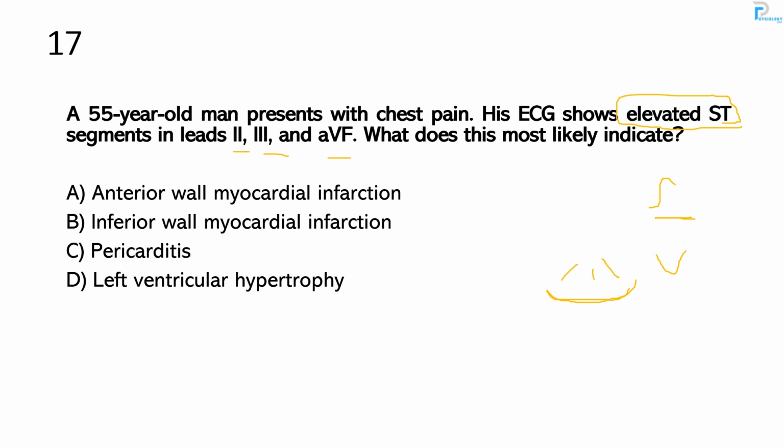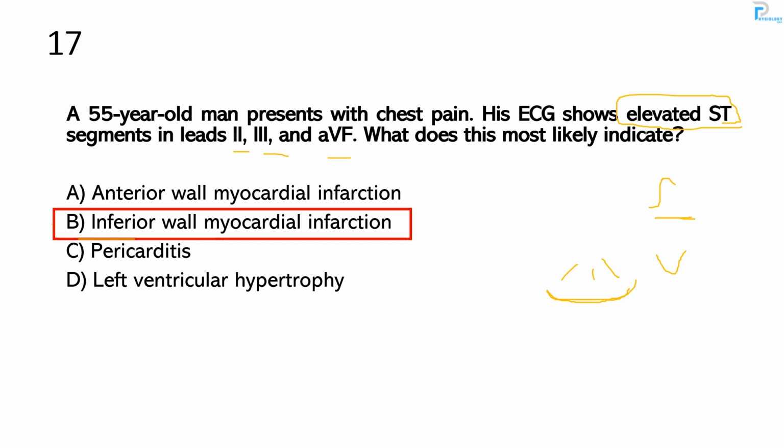It is option B, because it's inferior, with II, III, and aVF. So the correct answer here is inferior wall. How do we know it? By the elevation of the ST segment, and the wall by the leads.